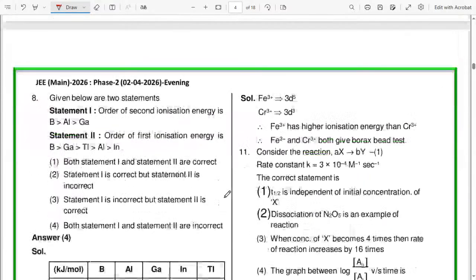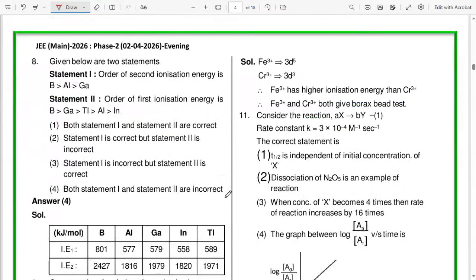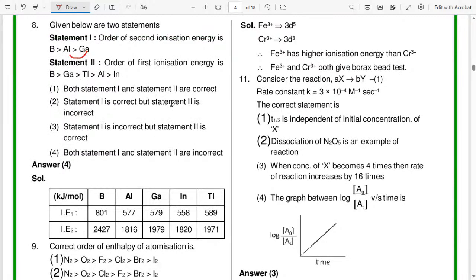Yes. Next. Question number 8. Given below are two statements. Statement 1. Order of second ionization energy is boron, aluminum, gallium, greater. No, this is not. It should come here, right? Statement 2. Order of first ionization energy is, so this is also wrong. Both statement 1 and 2 are incorrect, students, right?